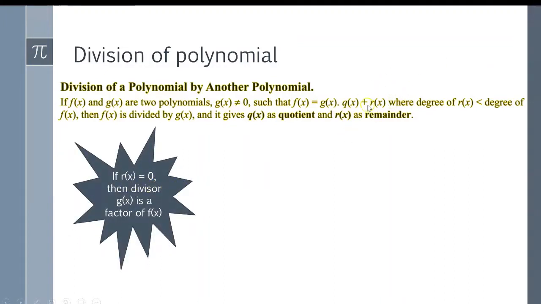So remainder, what will happen if remainder is 0? That means we can say that the divisor, which is the divisor? The g(x) is the divisor, right? So g(x) is a factor of f(x).